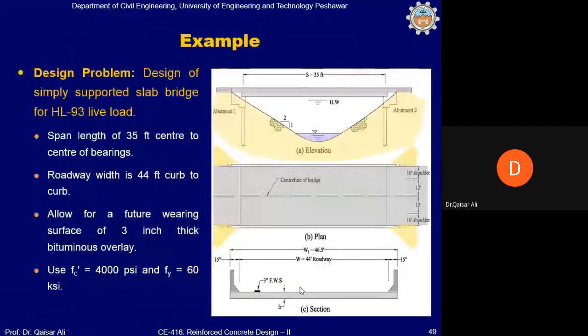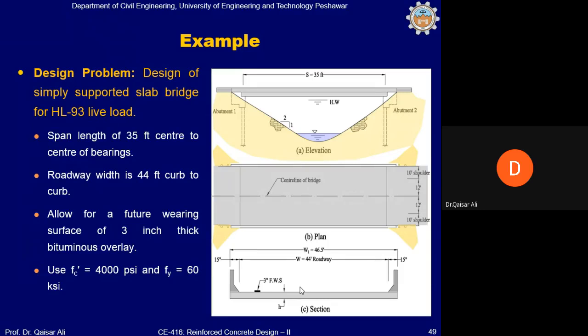Okay. Now next we will discuss a design problem. The statement of the design problem is given on the left, and the figure of the bridge is shown on the right. The statement says that we have to design a simply supported slab bridge for HL93 live load. The span length of the bridge is 35 feet, center to center of bearings.